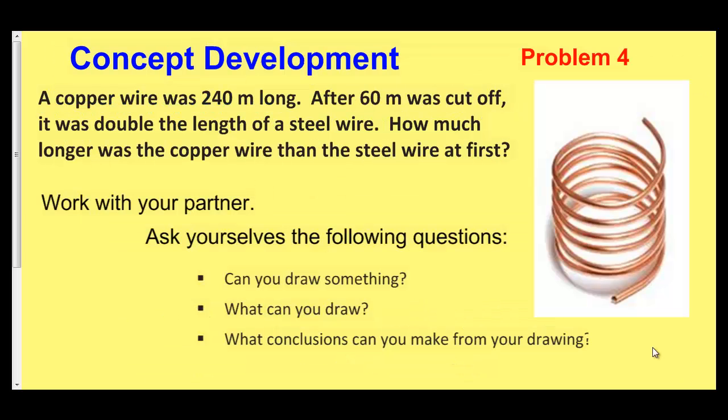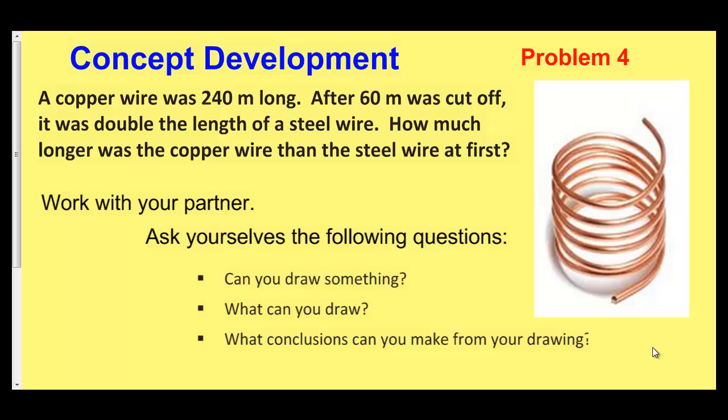So that's a reason. Okay, a copper wire was 240 meters long. After 60 meters was cut off, it was double the length of a steel wire. How much longer was the copper wire than the steel wire at first? Whew, that's a little bit confusing, isn't it?